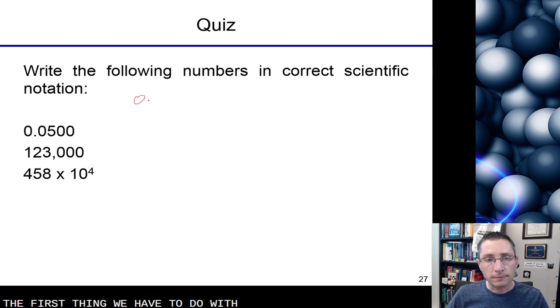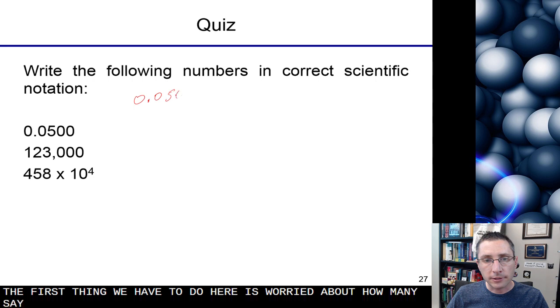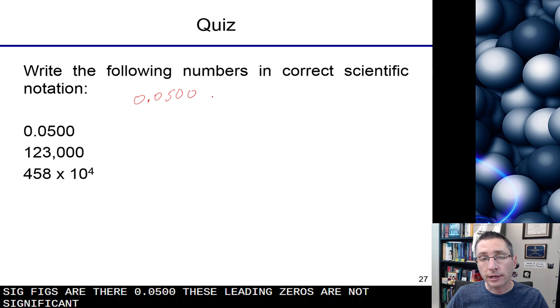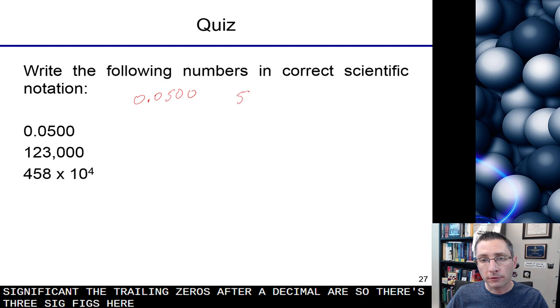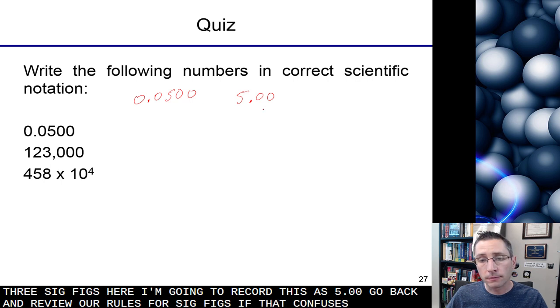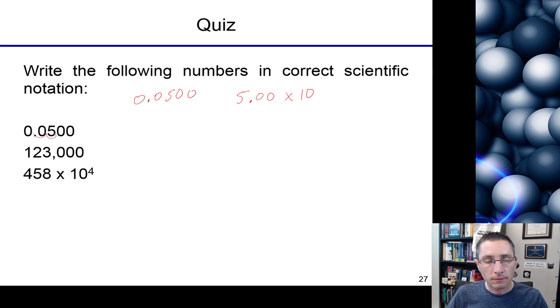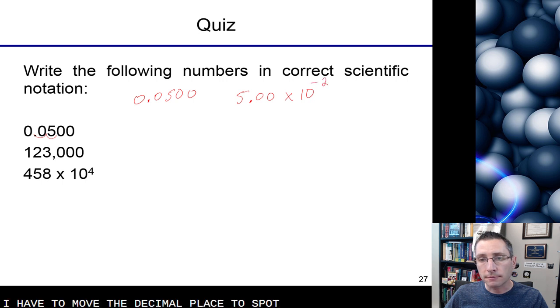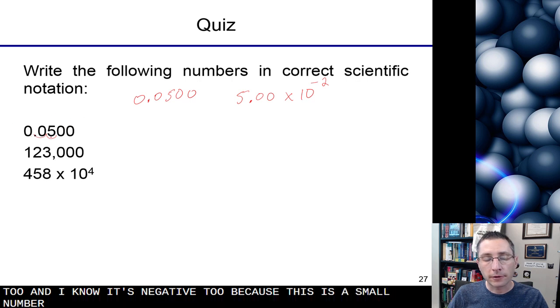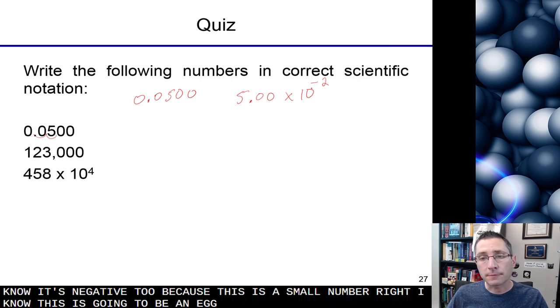The first thing we have to do here is worry about how many sig figs there are. 0.0500. These leading zeros are not significant, the trailing zeros after a decimal are. So there are 3 sig figs here. I'm going to record this as 5.00. Go back and review our rules for sig figs if that confuses you. So it's 5.00 times 10 to the some power. I have to move the decimal place 2 spots, so it's -2, right? And I know it's -2 because this is a small number, right? I know this is going to be a negative exponent.